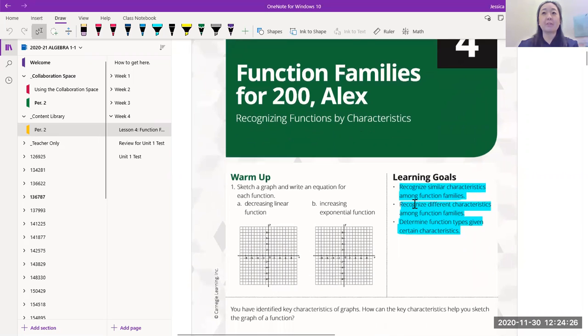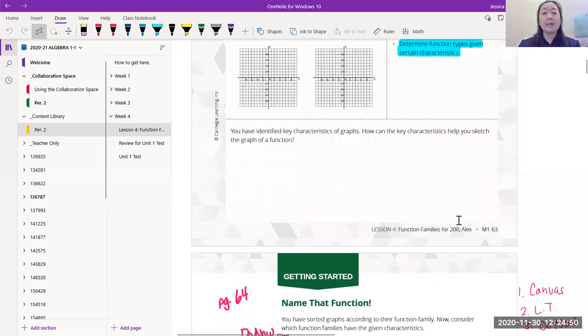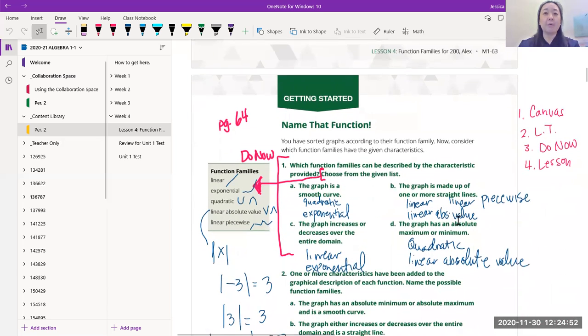Recognizing functions by characteristics. Our learning targets for today are to recognize similarities and differences among function families, and to determine function types given certain characteristics. That's what we're going to do towards the end. We're going to write out functions, actually. And we're going to page 64 right now.